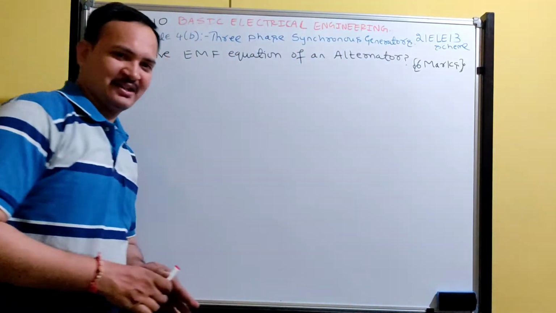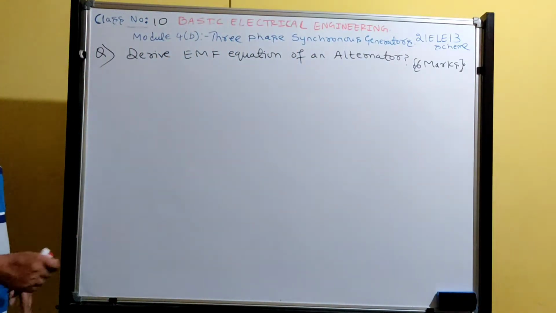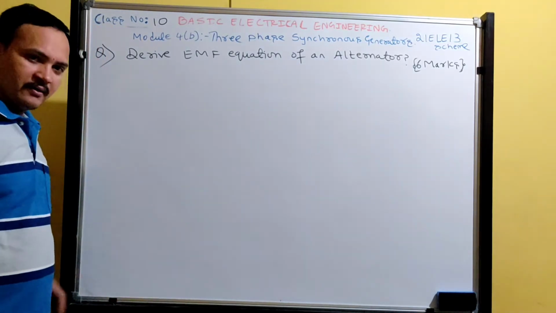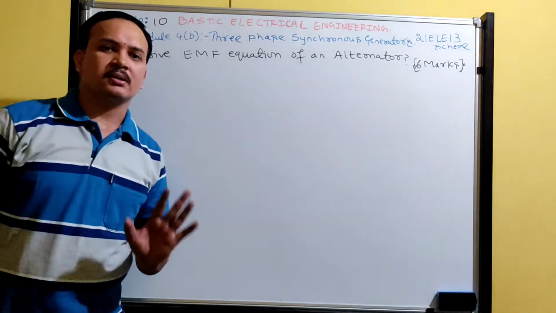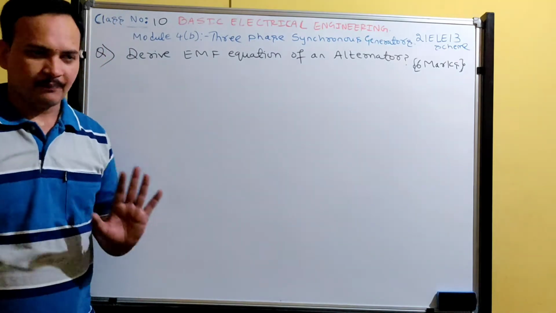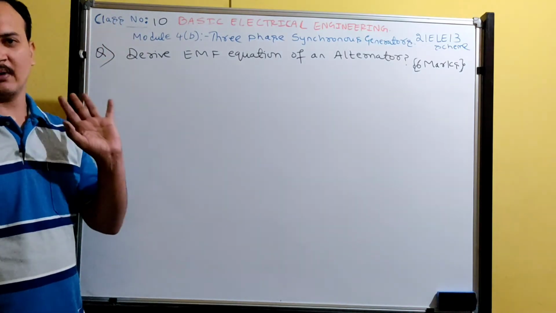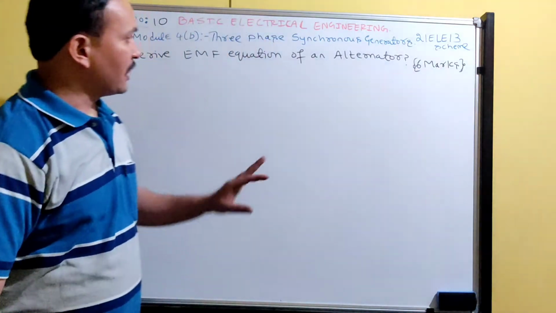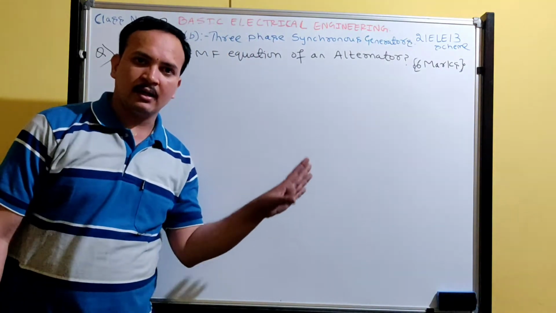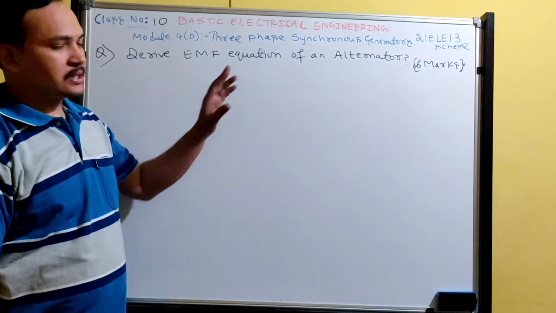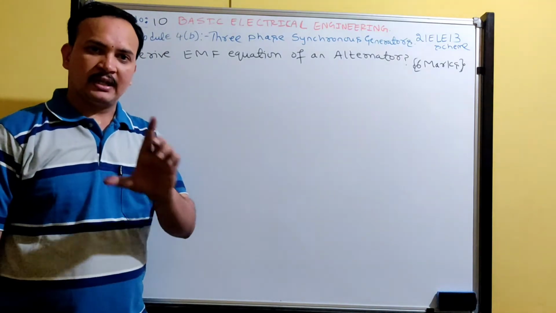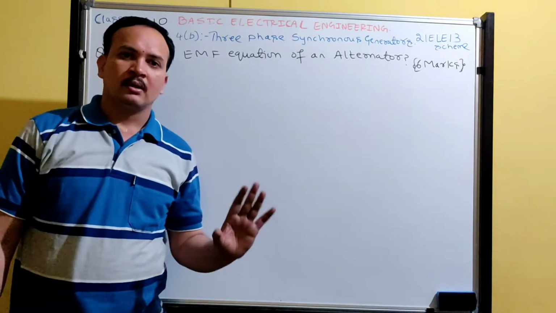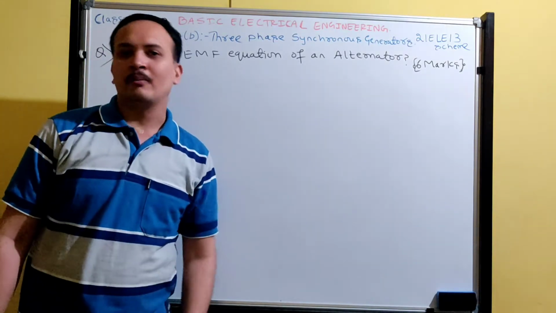So in this lecture, we are going to learn to derive the EMF equation of an alternator. Very important derivation and also very easy. This question is regularly asked in examinations for 6 to 8 marks. Either they will ask the EMF equation of an alternator, or otherwise, if the derivation does not come in the exam, definitely there will be one problem on alternator. If you know the derivation correctly, you can easily solve problems.